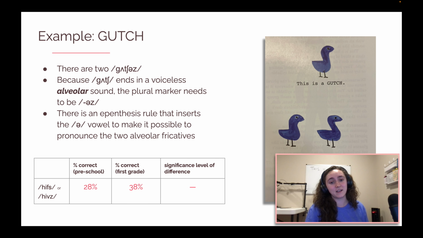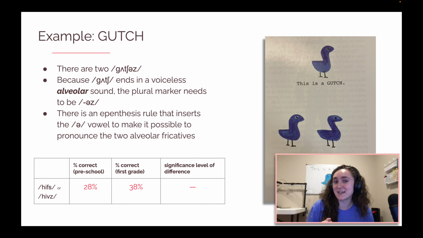And because of that, there is this epenthesis rule, which means you insert a sound in between two other sounds, because it would be very difficult to say gutch-s. You have to have a vowel in between them because you can't really pronounce them in succession like that. Gutches, not gutchs. Not so many children got this one correctly. It was a little more complicated for them. So 28% of preschoolers got it and 38% of first graders got it.